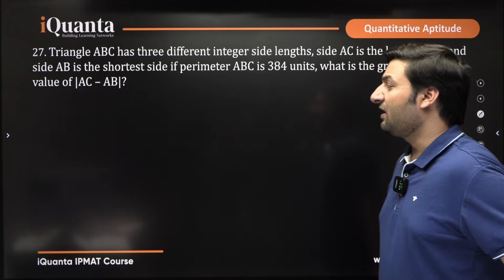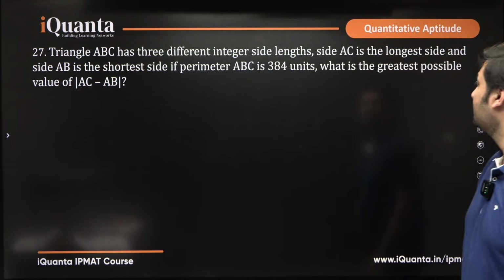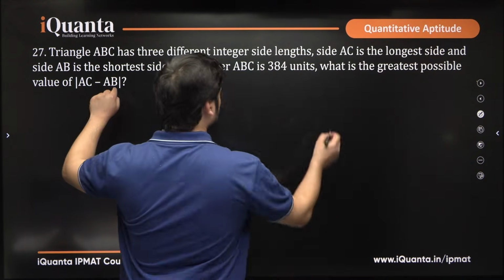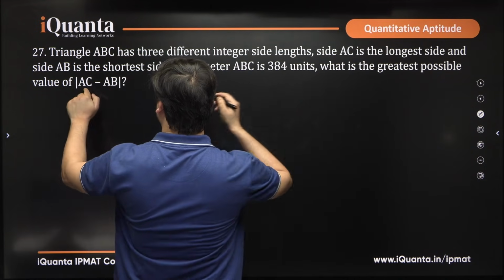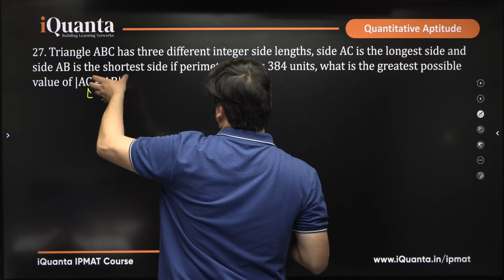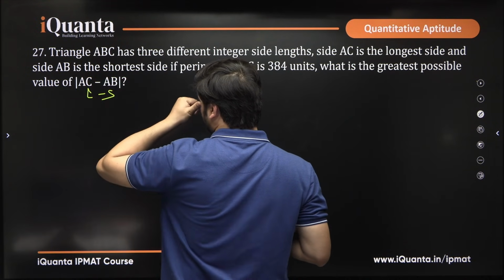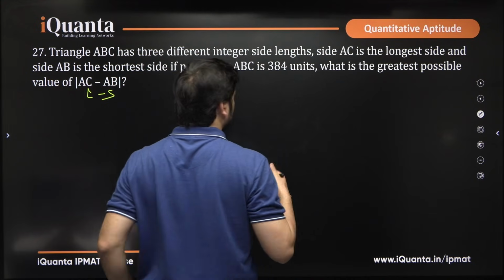Now, the question is, triangle ABC has 3 different integer side lengths, side AC is the longest side and side AB is the shortest side. If perimeter of ABC is 384 units, what is the greatest possible value of AC minus AB? AC is the longest side, AB is the shortest side. So, longest minus shortest, that means we need the net value of this. Obviously, it will be a positive quantity because from larger you are deducting a smaller value, isn't it?